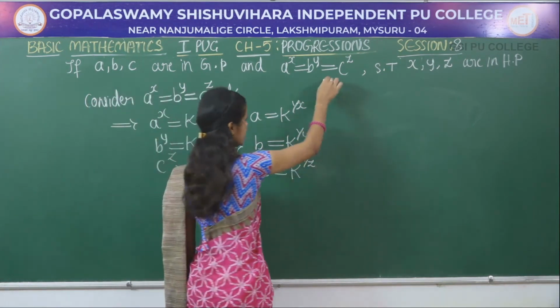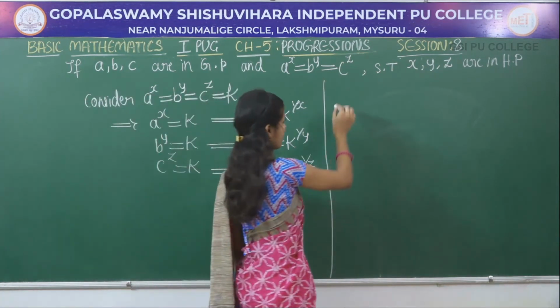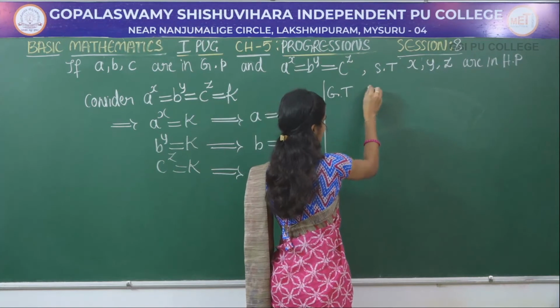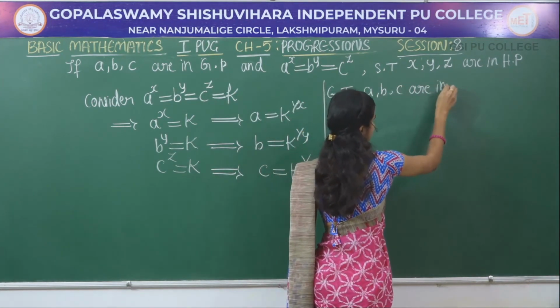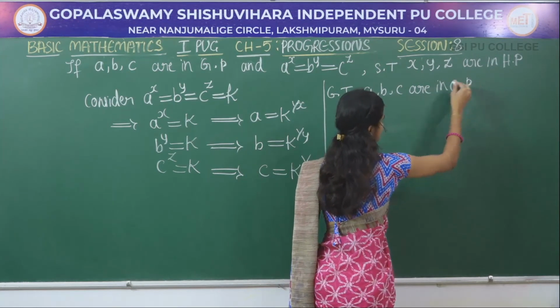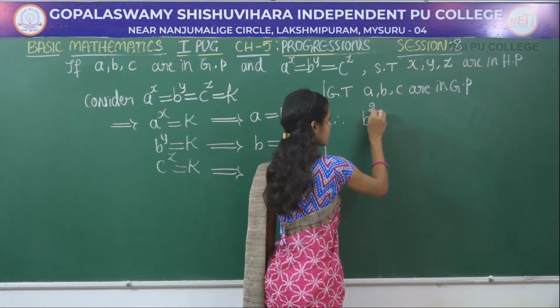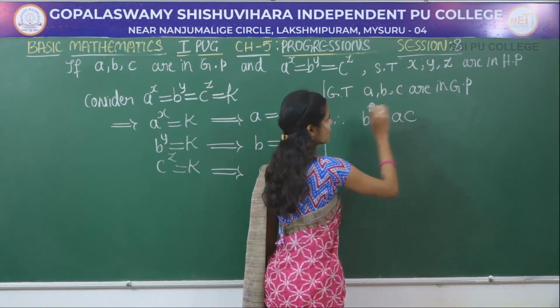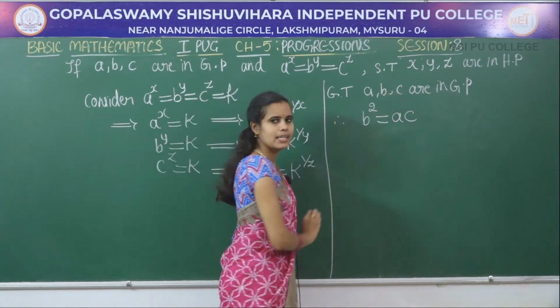So now consider the condition: a, b, c are in GP. So given that a, b, c are in GP, we get b square is equal to a into c. So the square of the middle term is equal to the product of the first and last term.